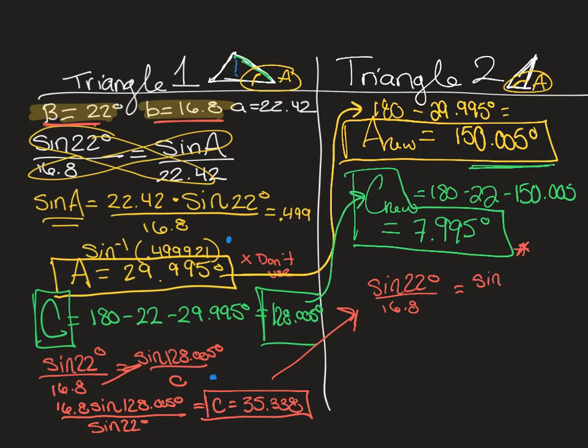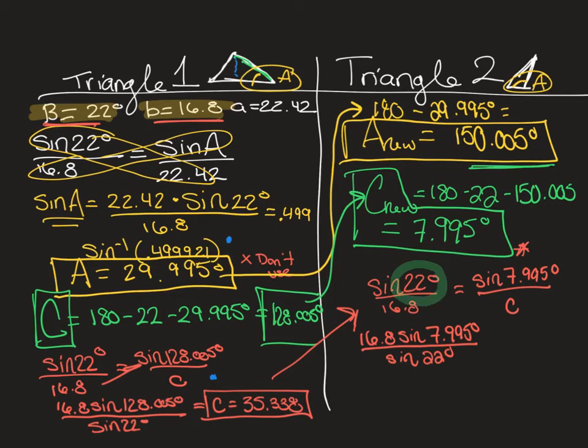I have sine of 7.995 degrees all over little side C. So 16.8 sine of 7.995 degrees all divided by sine of 22 degrees. Everything lines up and it's the same except for that 22 stayed the same, this stayed the same, but this right here, let me grab a blue, this one right here and this one right here, they affected and changed one another. So it's almost exactly the same math.